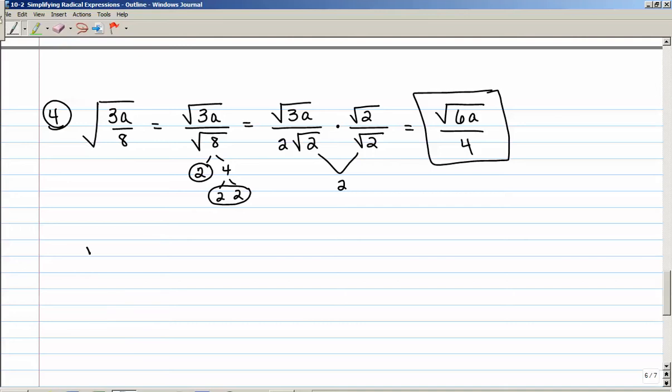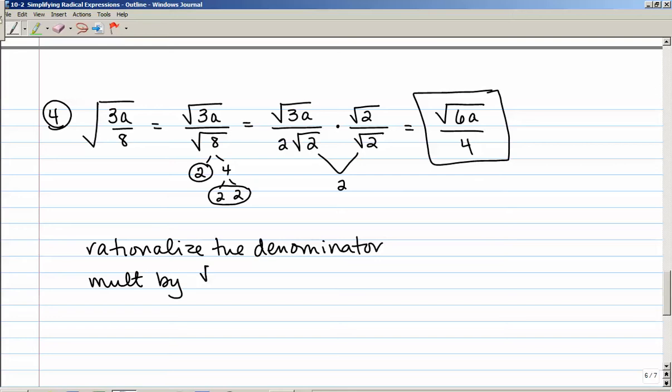Okay? What I did here was called rationalizing the denominator. And that's what you have to do when you have a square root in the denominator. What I did was I multiplied by square root of 2 over square root of 2, which really equals 1, so I'm not changing the problem at all. Main rule, can't have a radical in the denominator.